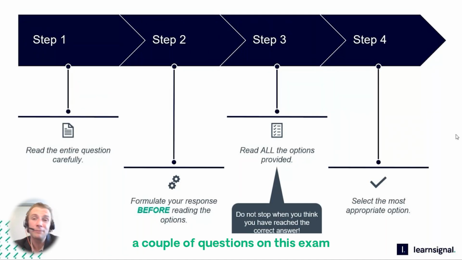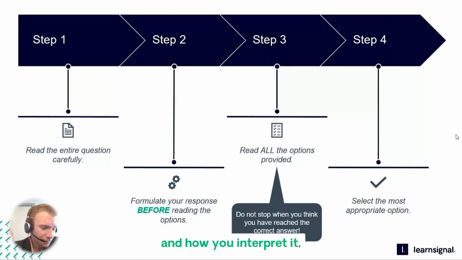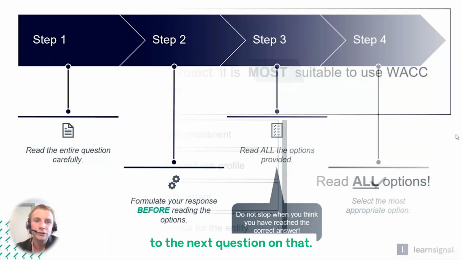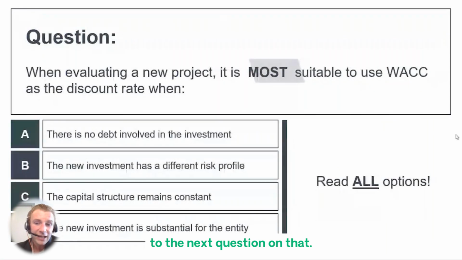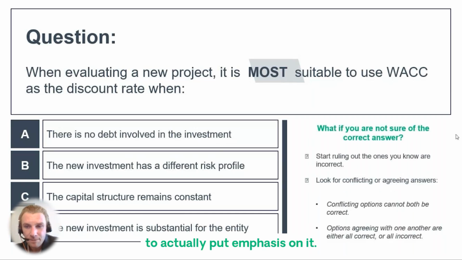And there will probably be a couple of questions on this exam where you go, oh, it could be this, it could be that. There's a bit of ambiguity as to what it could be and how you interpret it. Put it to the back of your mind, flag it if you need to, and move on to the next question on there. And again, just to reiterate, reading all the options, highlighting on that key term. Sometimes they actually have it in capitals as well, which helps for you to put emphasis on it.